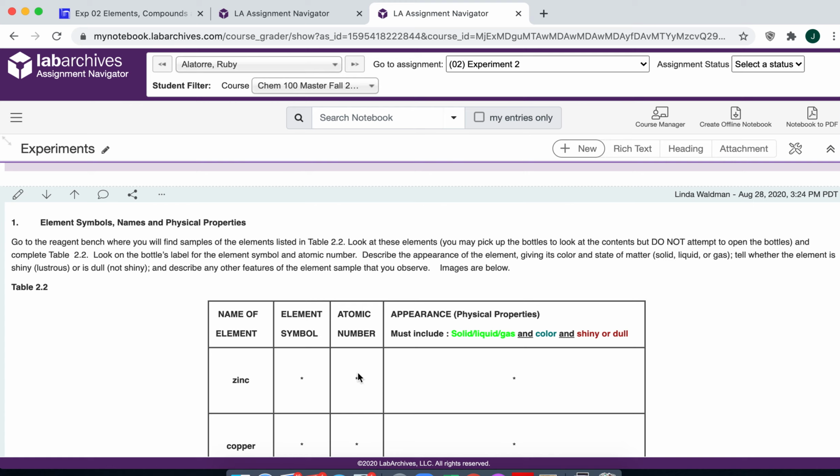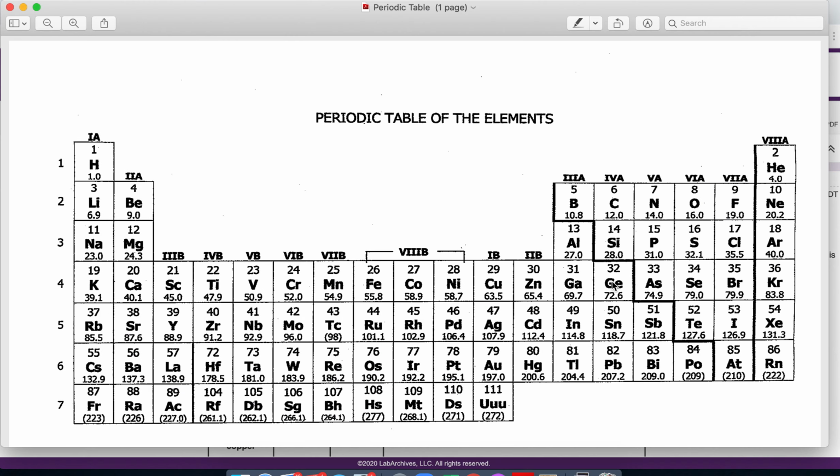Element symbol and atomic number. How are you going to find these? You have to look at zinc on the periodic table. Zinc on the periodic table has the symbol Zn. This is the symbol of zinc, and the atomic number is the number located on top of that symbol. So zinc, Zn, and the atomic number is 30.